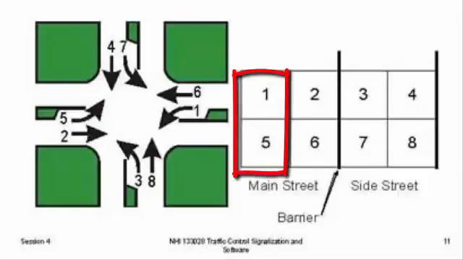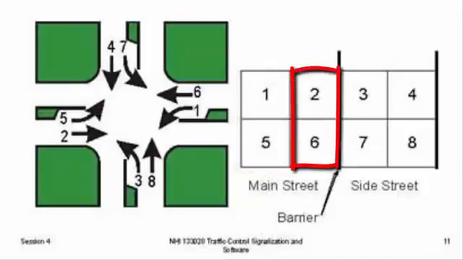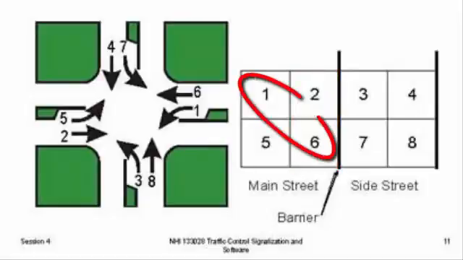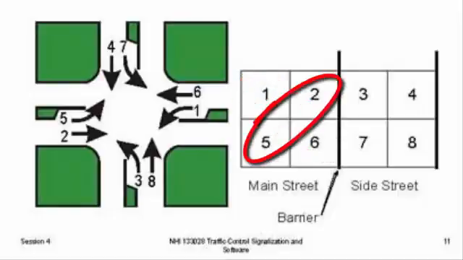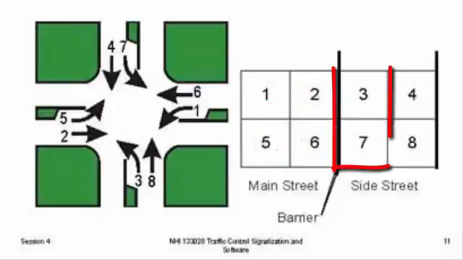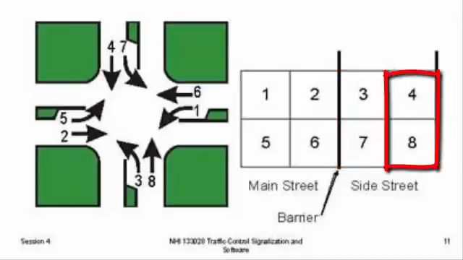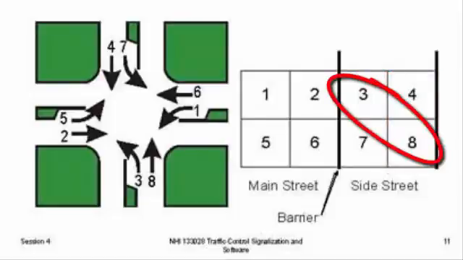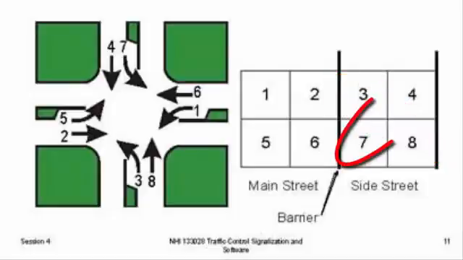Numbers 1 and 5 are used to designate the main street left turn phases, while numbers 2 and 6 are used to designate the main street through phases. Phases 1 and 6 are located on the same approach, while phases 2 and 5 are located on the opposite approach. Numbers 3 and 7 are used to designate the cross left turn phases, while numbers 4 and 8 are used to designate the cross street through phases. Phases 3 and 8 are located on the same approach, while phases 4 and 7 are located on the opposite approach.